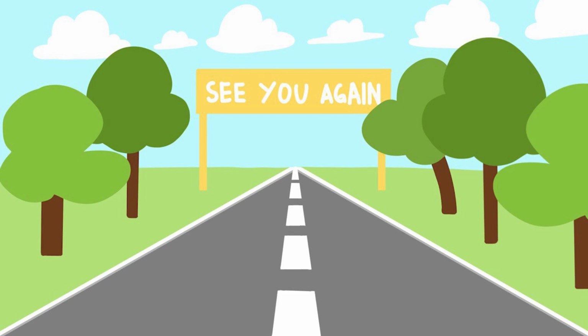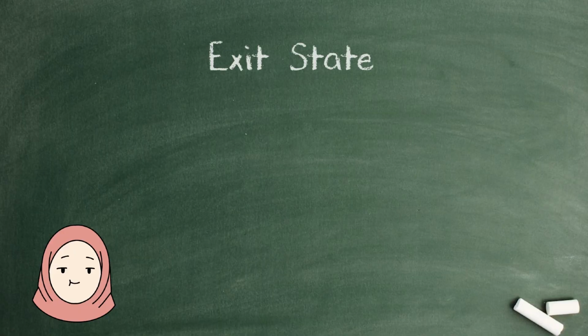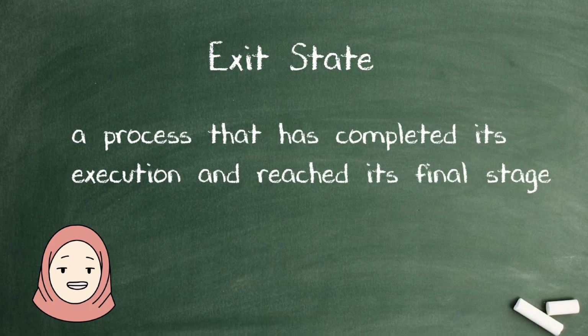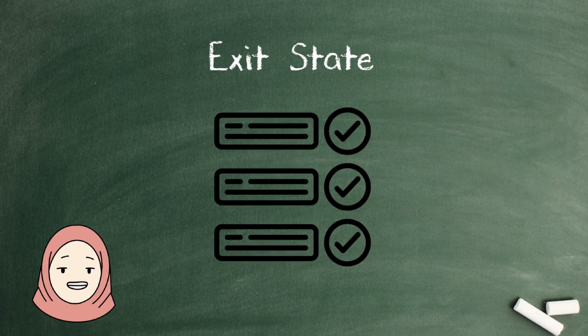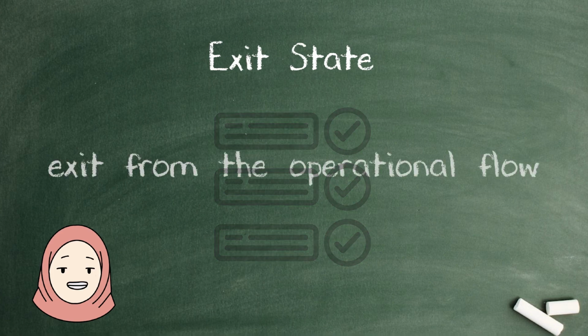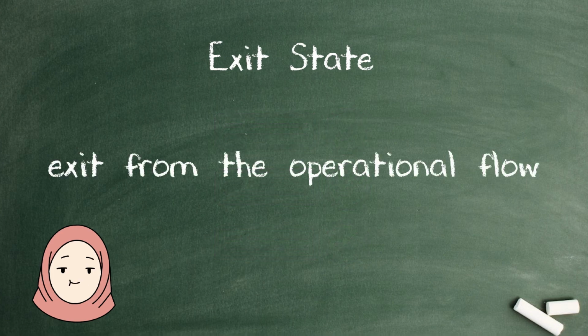Finally, our journey ends with the exit state. Just as a vehicle reaches its destination and leaves the road, the exit state represents a process that has completed its execution and reached its final stage. It marks the conclusion of the process task and its exit from the operational flow.